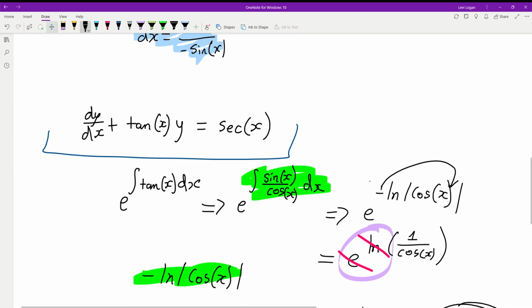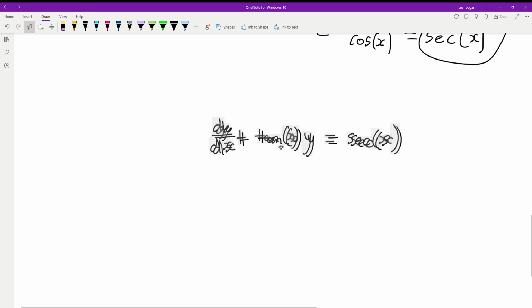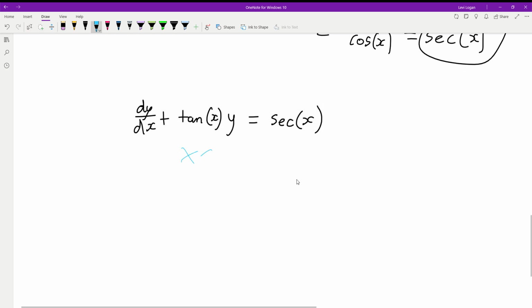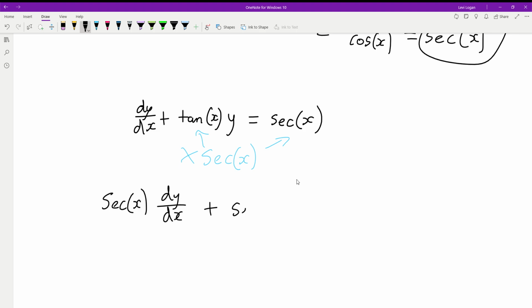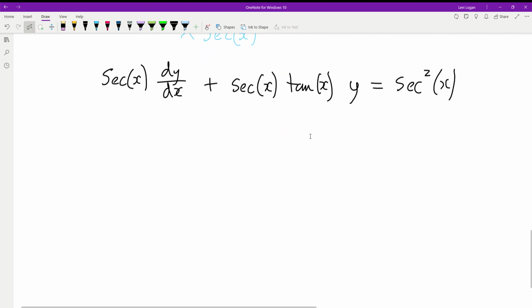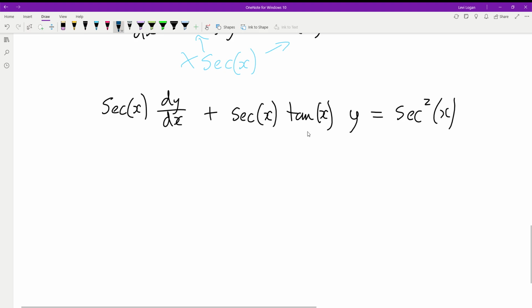Okay. So here we take our differential equation and multiply both the left hand side and the right hand side by this term, which gives us sec x dy/dx plus sec x tan x y equals sec squared x. Okay, now let's break down what we have here. First of all, let's simplify this, because we do have a perfect derivative on this side, but it's not obvious straight away.